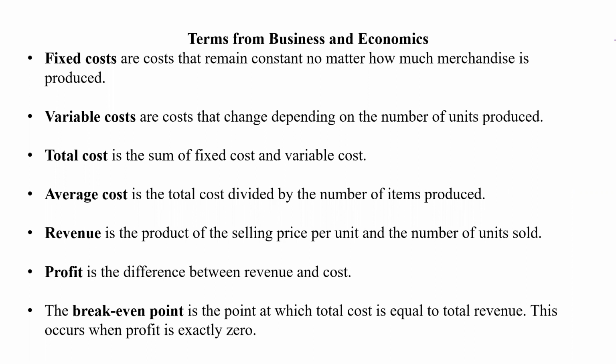Variable costs, those are costs that change depending on the number of units produced. The total cost is the sum of fixed cost and variable cost. An average cost is the total cost divided by the number of items produced. Our revenue, that's the product of the selling price per unit and the number of units sold. Our profit is the difference between revenue and cost.